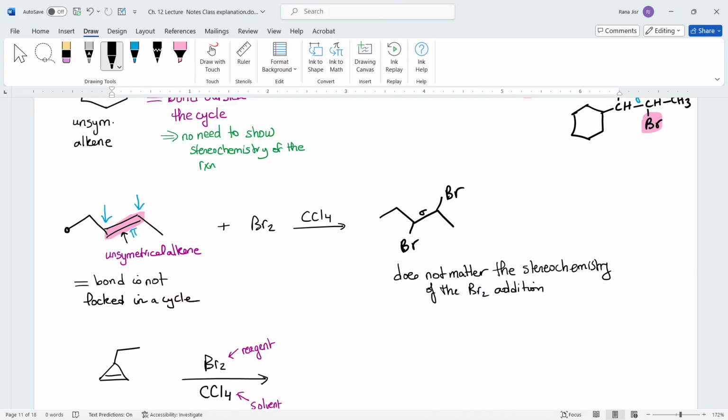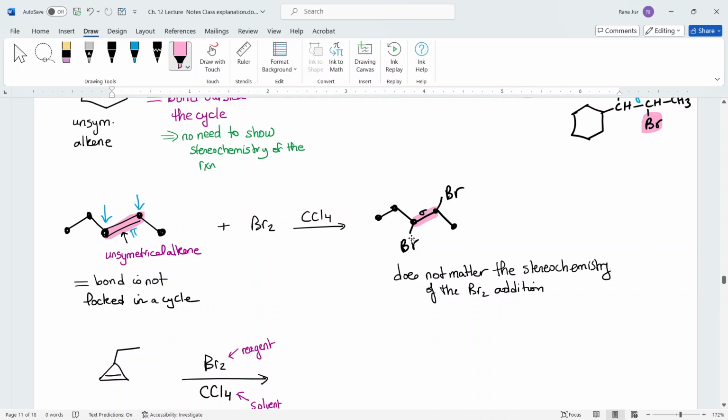Please make sure to count the number of carbons that you are starting with. I am not adding any carbons. I have 5 carbons here, and these are my 5 carbons there. All I am doing is breaking the pi bond, and this is where the addition is. This is where the double bond was. So I added a bromine on one carbon and another bromine on the other carbon.